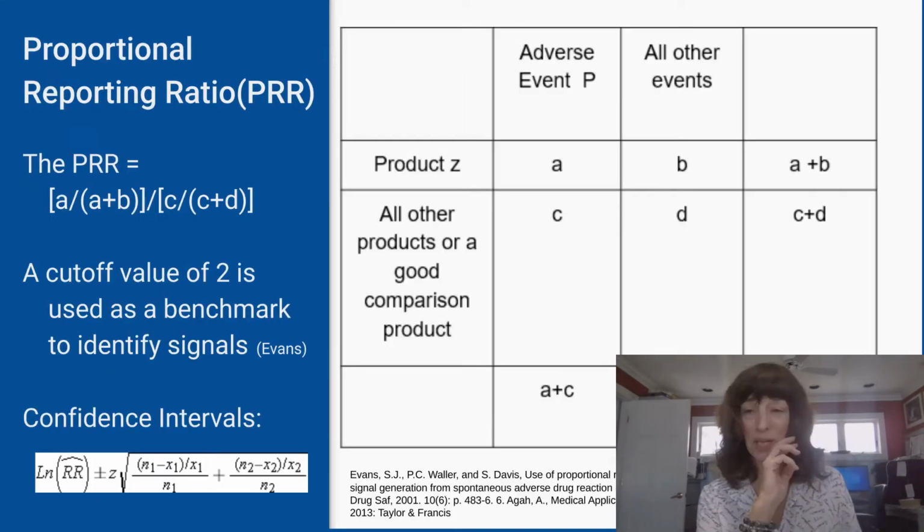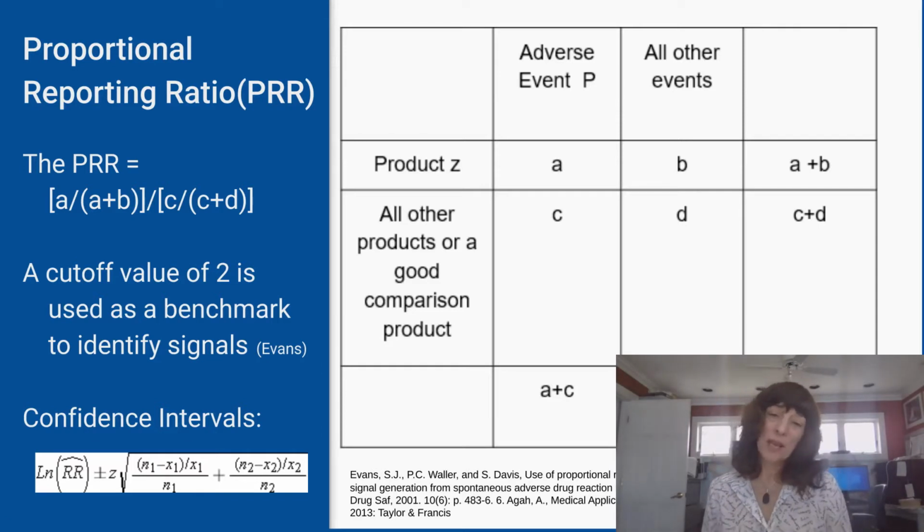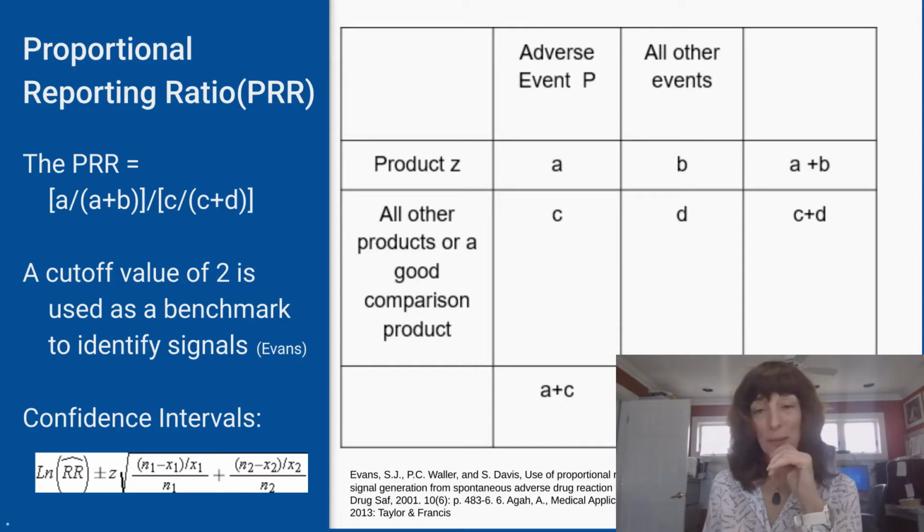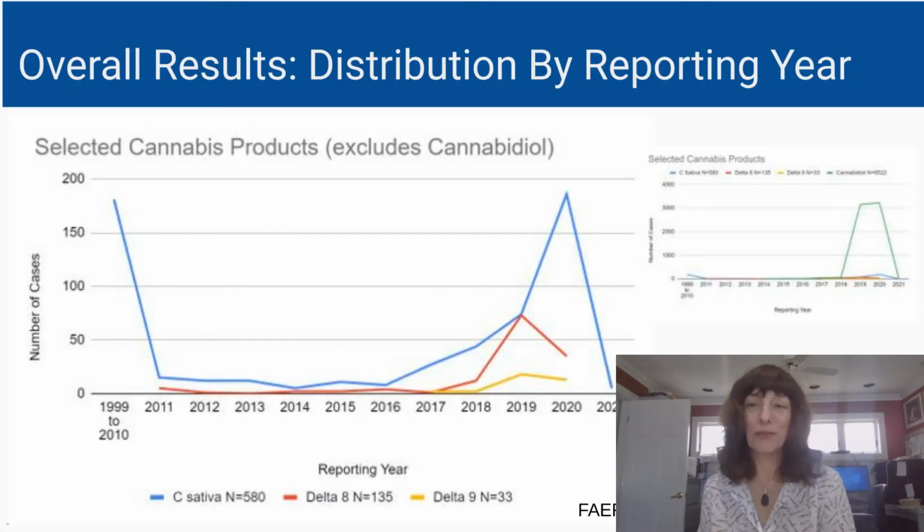This is the 2x2 table that you end up creating when you do this. And so a cutoff value of 2 is used as a benchmark to identify signals. I've seen some people use 3, however, traditionally it's 2. So now to the results.